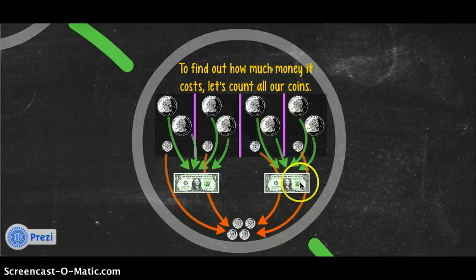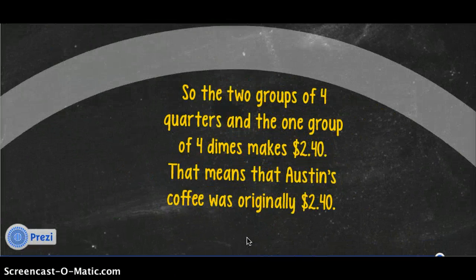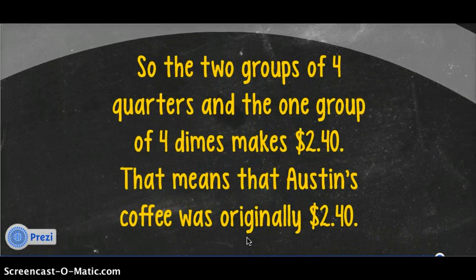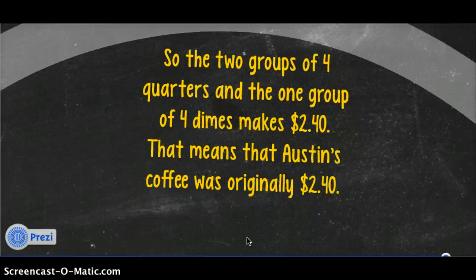And then we can take these 4 quarters down too, so 25 cents, 50 cents, 75 cents, $1. So far we have $2, but we can't forget about our dimes, so let's go back up here. We have 1 dime, which is 10 cents, 20 cents, 30 cents, and finally we have that last dime bringing us to 40 cents. So the 2 groups of 4 quarters and the 1 group of 4 dimes makes the total cost of the coffee $2.40. That means that Austin's coffee was originally $2.40 before the coupon.